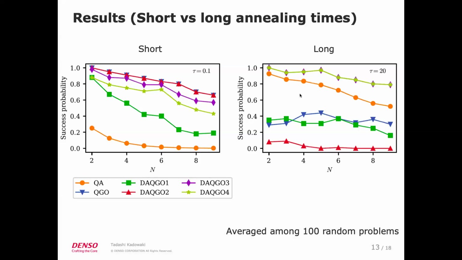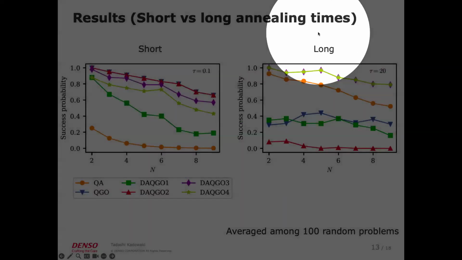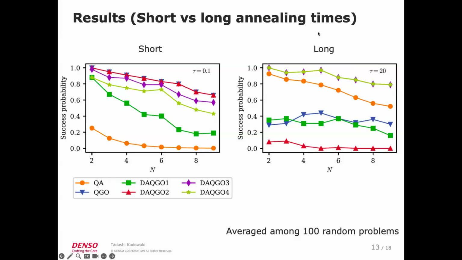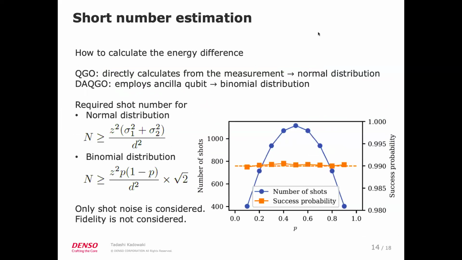And in short annealing time and long annealing time, as you see in the previous slide, algorithms 3 and 4 work pretty good. Then I want to test this. This is a kind of new concept. We combine a quantum annealer and a quantum circuit. We don't know such kind of hardware, so I just want to simulate it in a quantum circuit.